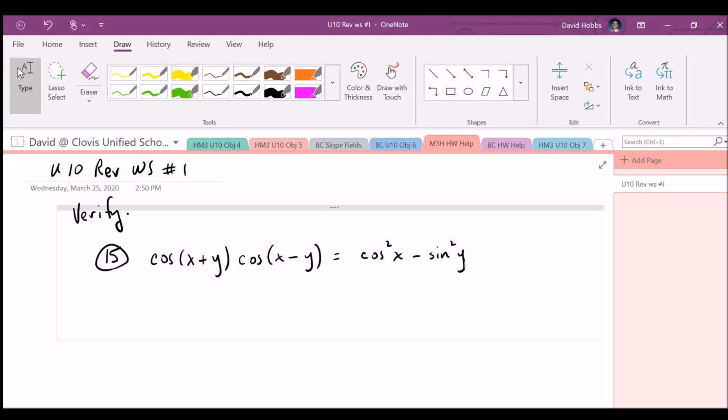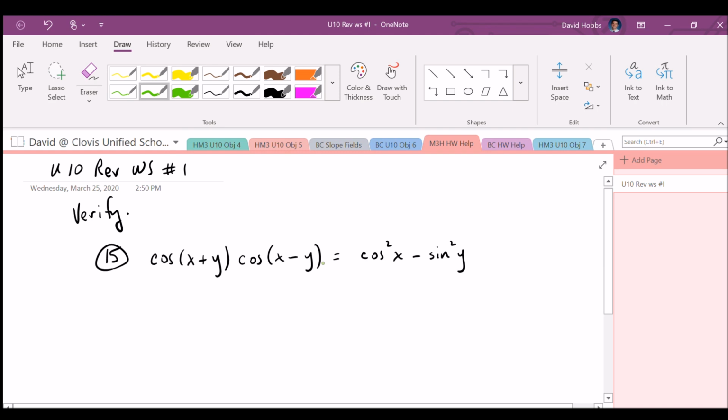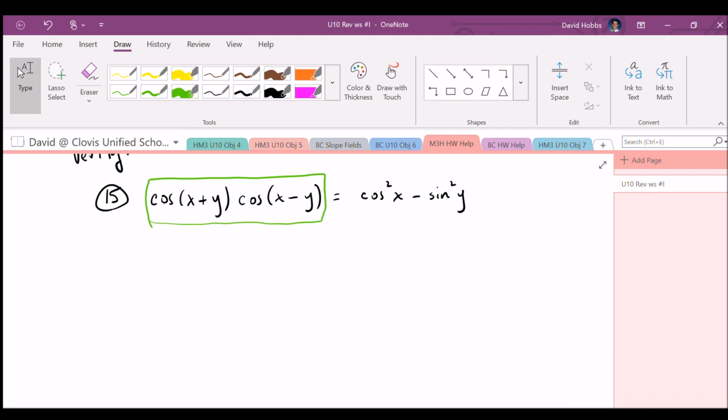Okay, I've had a couple questions about problem number 15 on review number 1. It's a trig proof. And looking at it, I would say that we probably want to go ahead and start with the left-hand side because we can actually use the angle addition rules there on the left-hand side. So cos, cos, sine, sine.